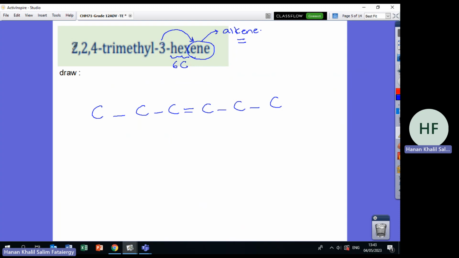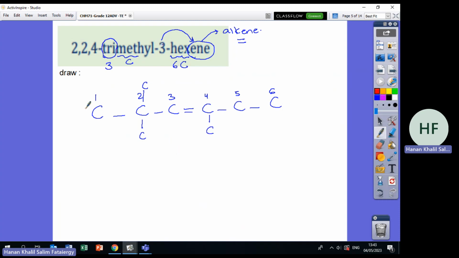Now I have branches. Where are my branches? This is 3, this is 4, this is 5, this is 6. My branches are at 2, and again at 2, so I'll put it up, and at 4. What are my branches? Tri means 3, meth means 1 carbon. So I have 3 carbons, 1, 2, 3. Now I will put my H's.